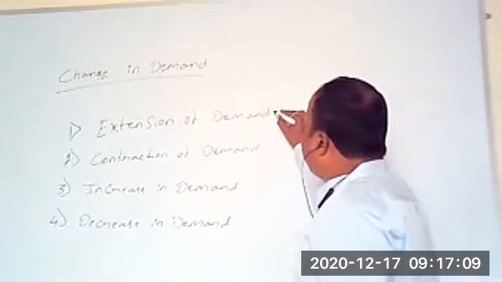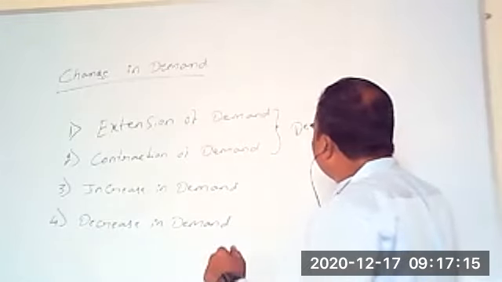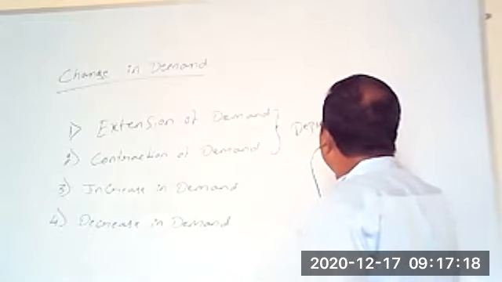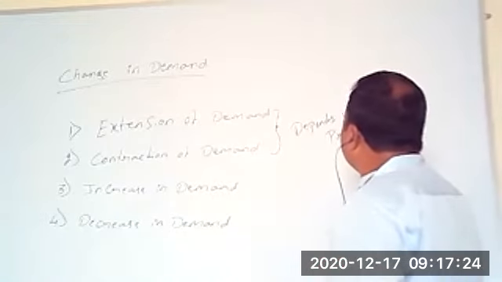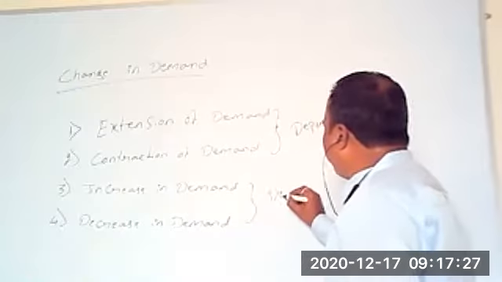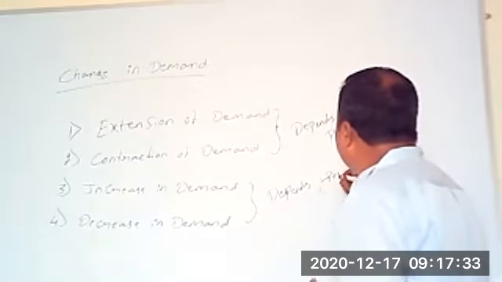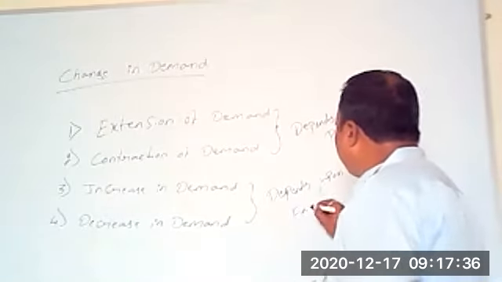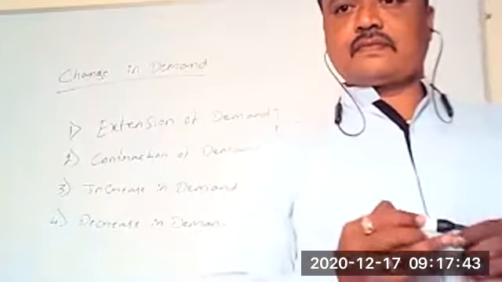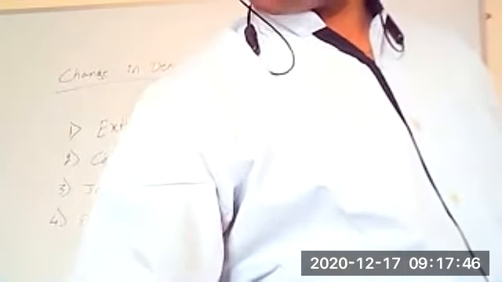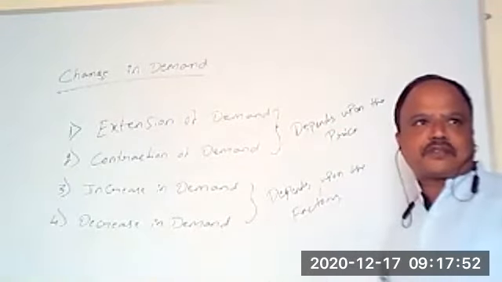The extension and the contraction depend upon the price. And these two, increase and decrease, depend upon the other factors. So these two depend upon the price, and these two depend upon the factors. How?